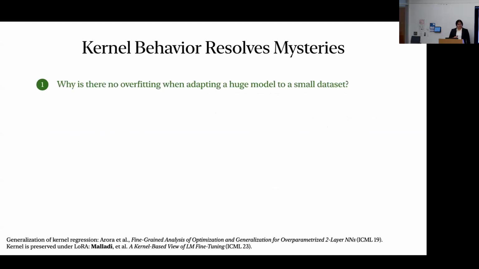We're going to revisit our mysteries that we had in the beginning and see that it actually resolves a lot of them. First, we asked why there's no overfitting when we're adapting a huge model to a small data set. This is because when you're running kernel regression, the generalization of the model depends on the kernel spectrum, not on the model size.